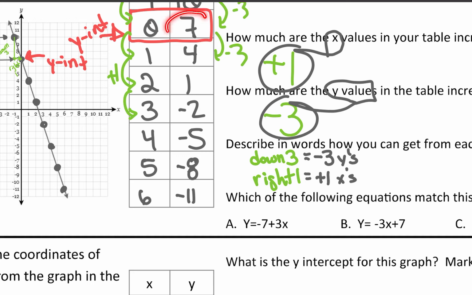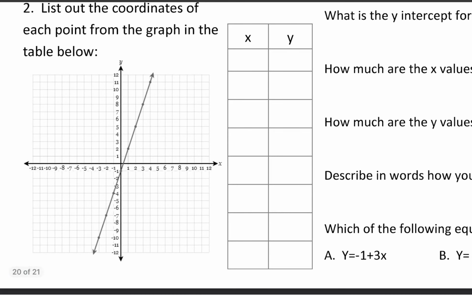Then for our equation, we started with 7 at time 0, and we were subtracting 3 as we went down. So that's going to be letter B. We started with a +7, and we were subtracting 3 as we go down. Let's look at 2. I'm going to go a little bit faster.